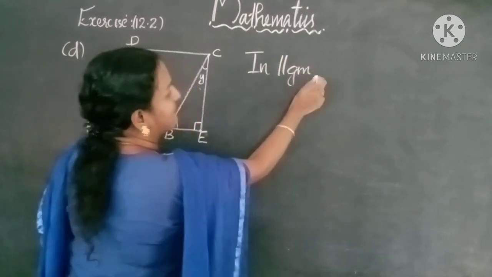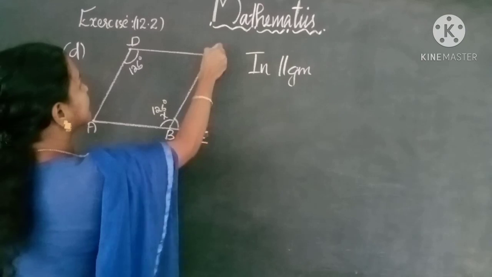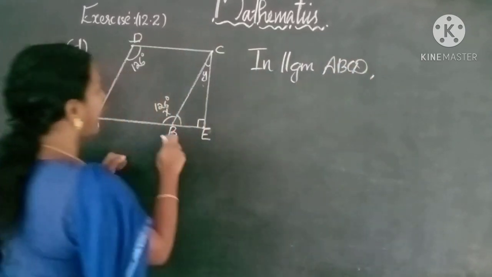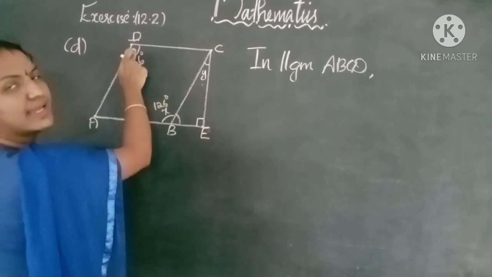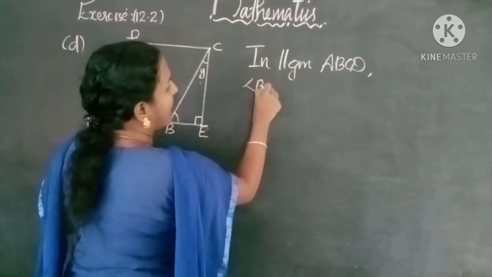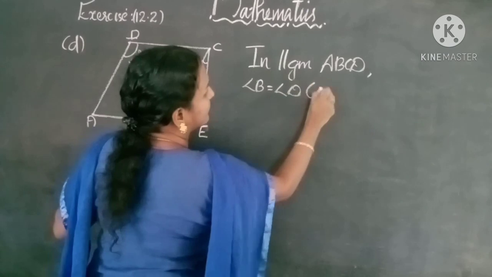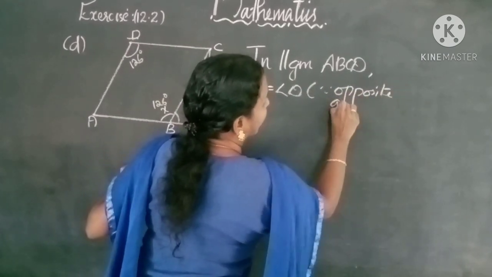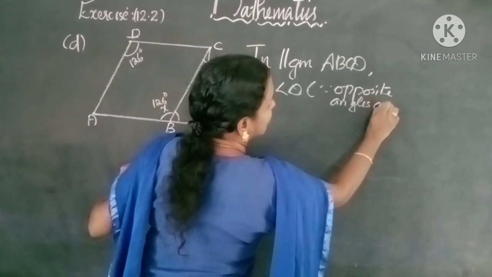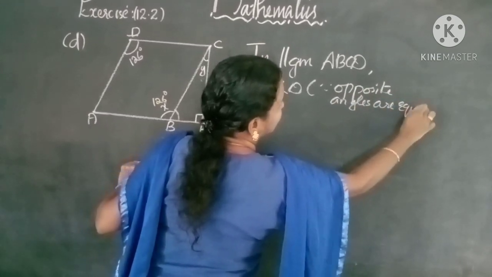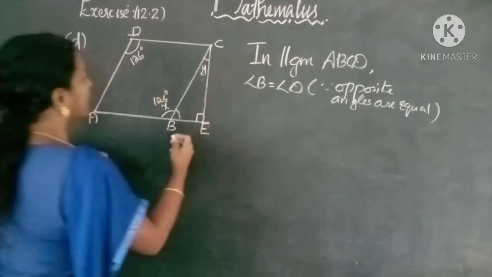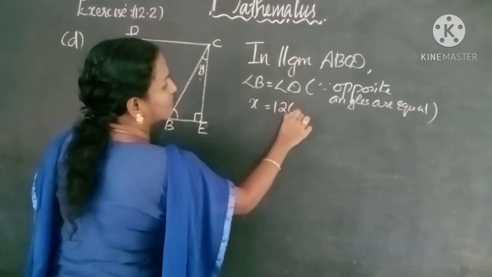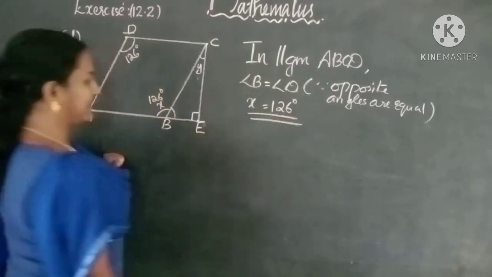In parallelogram ABCD, angle B and angle D are opposite angles. Angle B is equal to angle D, since opposite angles are equal in a parallelogram. So x is equal to 126 degrees.